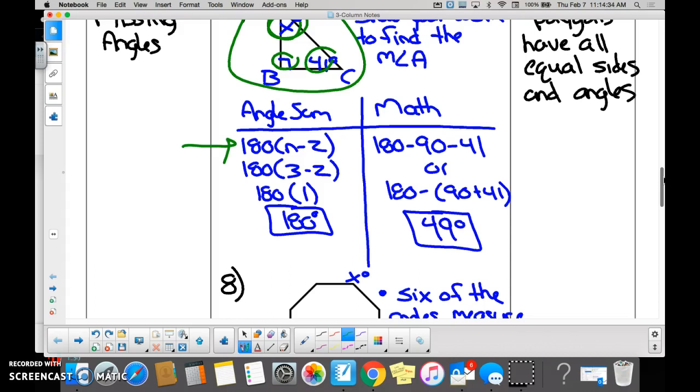Yes. How many sides make up a triangle? 3. So we plugged in 3 for the number of sides n, right? Mm-hmm. What's 3 minus 2? 1. What's 1 times 180? 180. So we know the angle sum of a triangle is 180, yes, no?